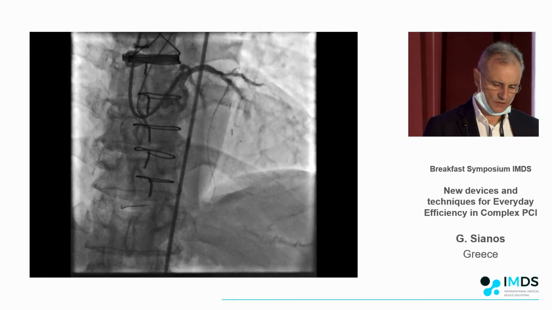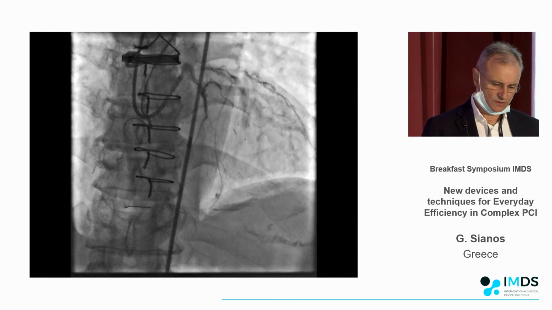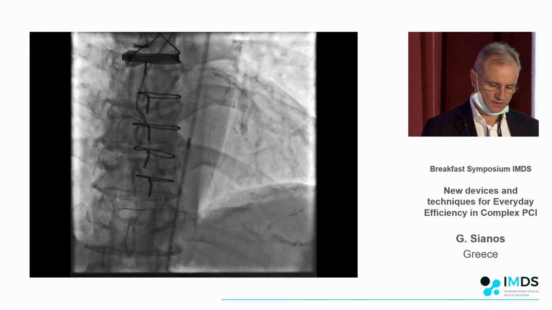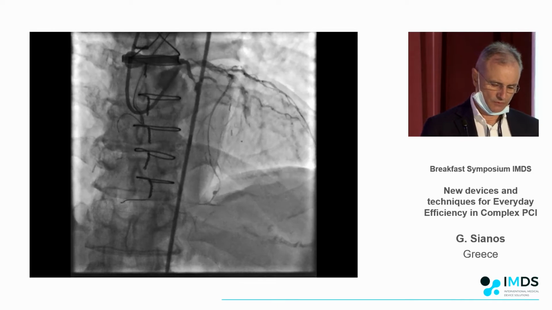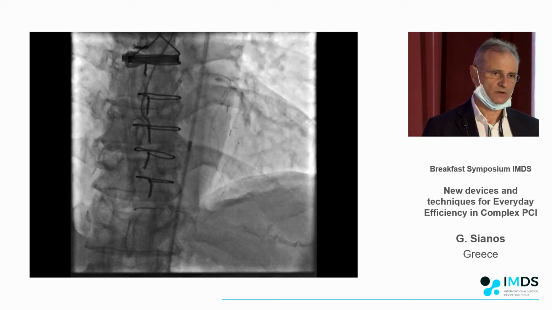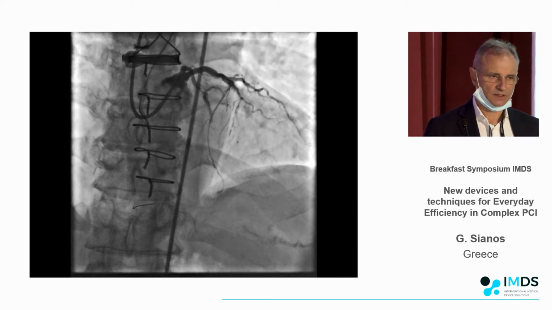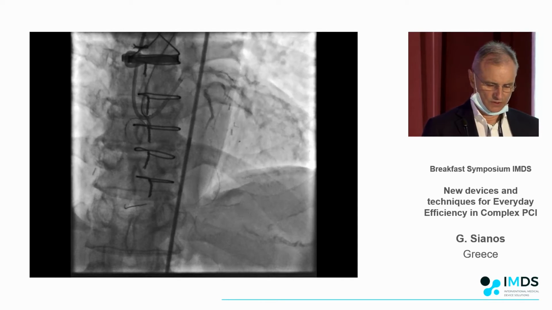We had only one failure to cross the collateral with the Blimp, so for me at least it has become my standard choice. Whenever I have such a problem of not crossing the collaterals with a microcatheter, I always take the Blimp, and I avoid the usage of an additional device.